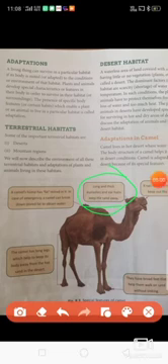Second is always the camel, it can close the nose and keep the sand particles outside. So that is why the nostrils, they can easily close them so that the sand will not enter the nose. Camel legs are very long.